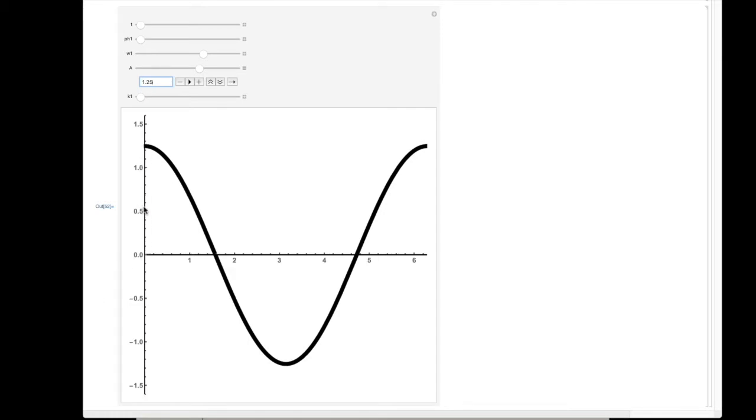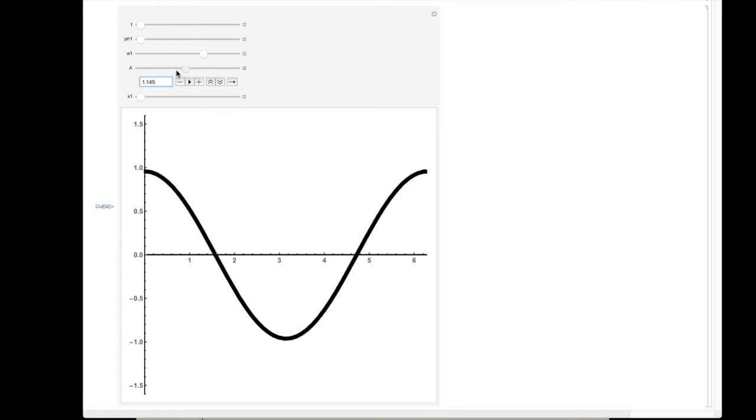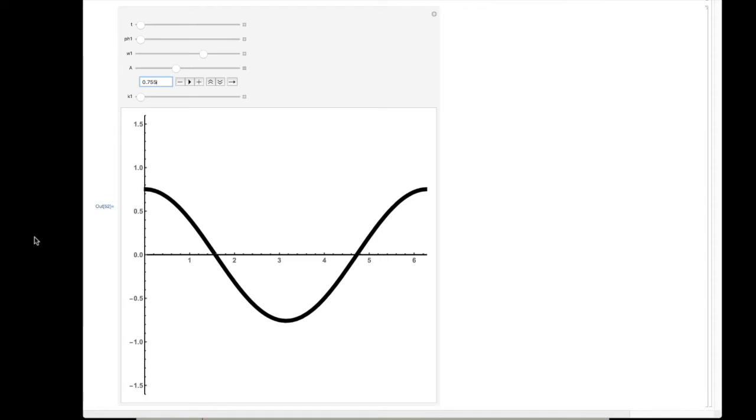What is the height of the wave? What is the distance from the middle to the bottom? Or what is the distance from the middle to the top? That's the amplitude of the wave. Whether the wave is small or big. Or whether the oscillation just bobs up and down in a small distance, or does it really go all over the place?